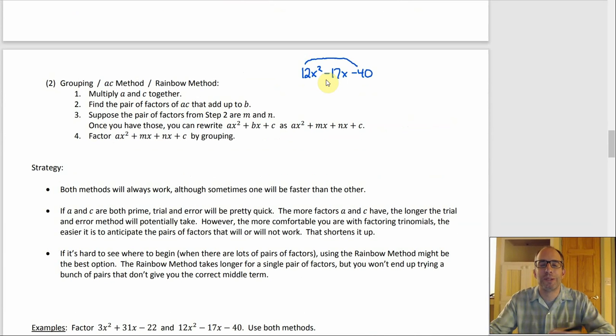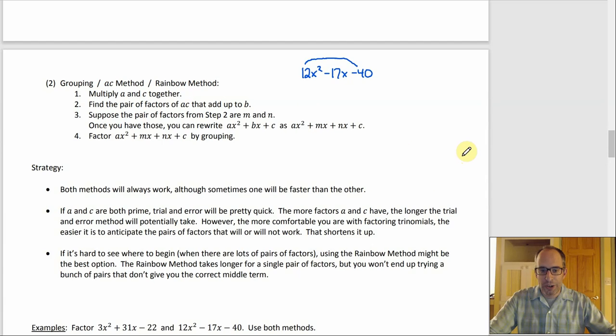And then you multiply those two numbers together, right? Because like it said, that's what you do. You multiply A and C together, and you find a pair of factors of a times c that would add up to b. And then you can rewrite that middle term. Like it says here, you can rewrite b times x as mx plus nx if m and n are those factors. And then you end up with a 4-term polynomial that you can factor by grouping like we were doing in the last section.